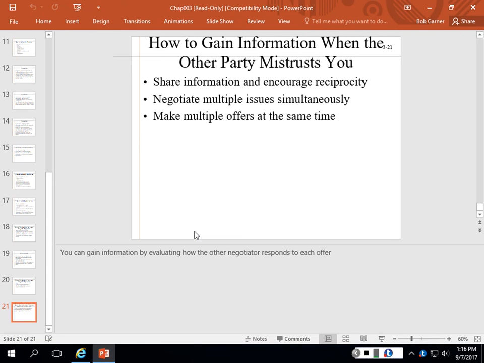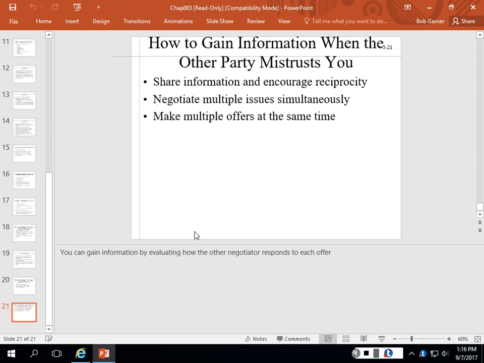And then make multiple offers at the same time. Once again, that builds trust, because we can do it this way, we can do it this way. I'm open to any of that. You're not trying to force something. So you can gain information also by evaluating how the other person responds to each of your offers. Once again, a listening process, a thinking process, a reading people process.